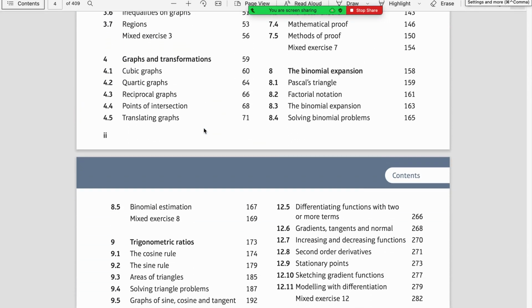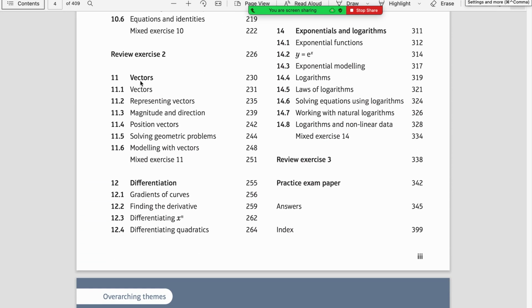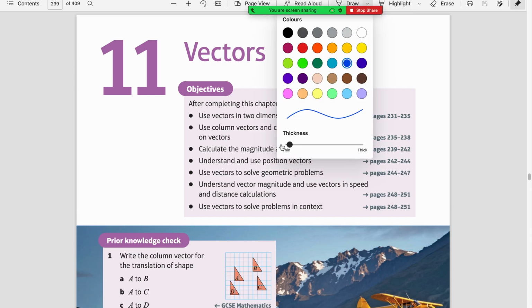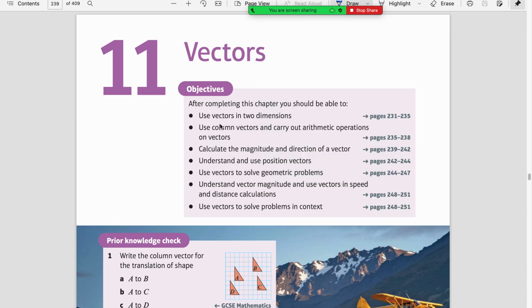So next is chapter 11, that is vectors. Most of the topics are from O levels. Use vectors in 2 dimensions, column vectors, and carry out arithmetic operations, just simple addition, subtraction, calculate the magnitude, Pythagoras theorem. Direction of vector is basically the gradient.